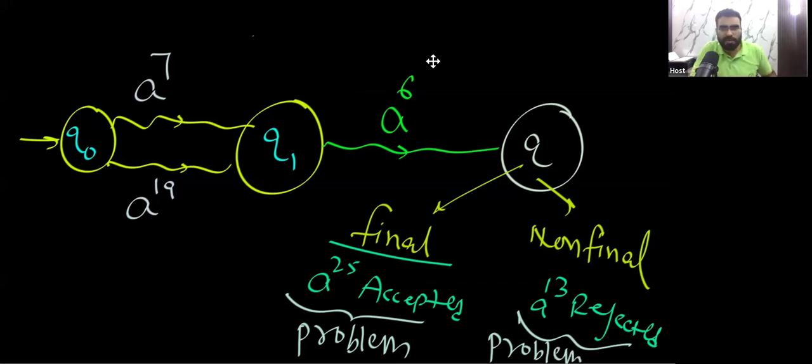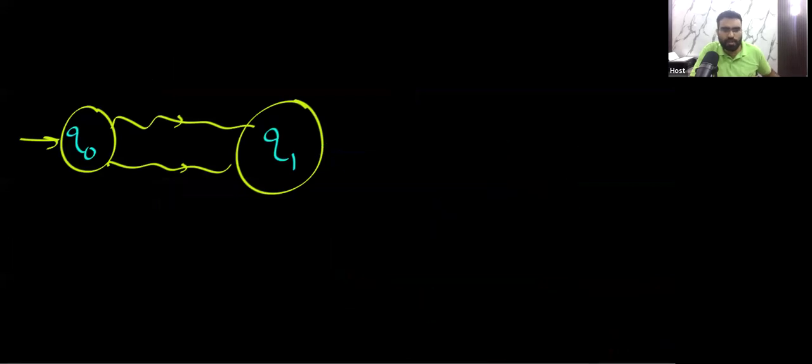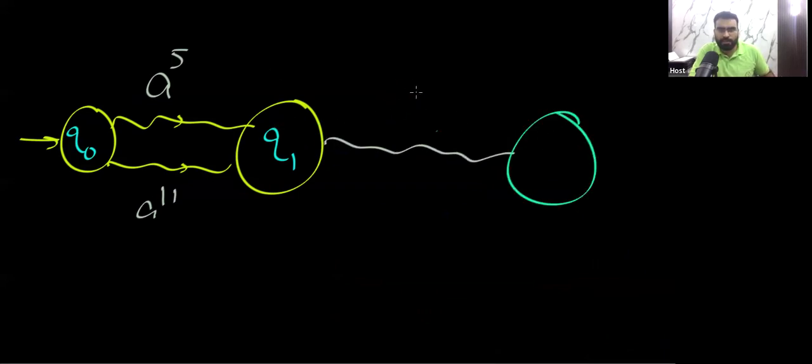A student is saying a power 5, a power 11. So who will create the problem? Tell me who is going to create a problem from this state q1. What will create a problem? Anyone? A power 5, a power 11. Who will create a problem?